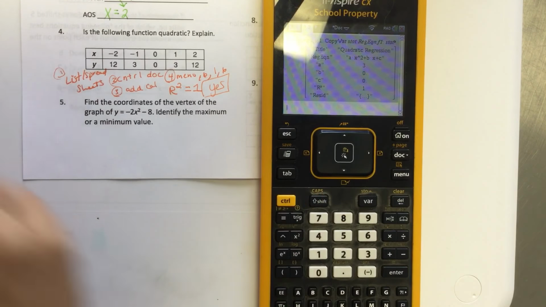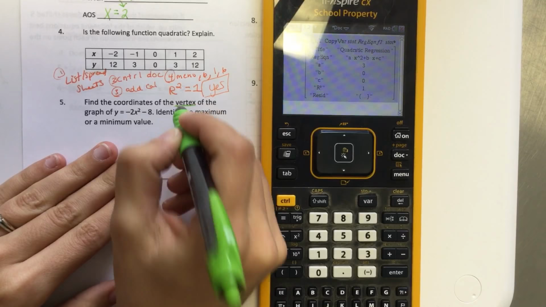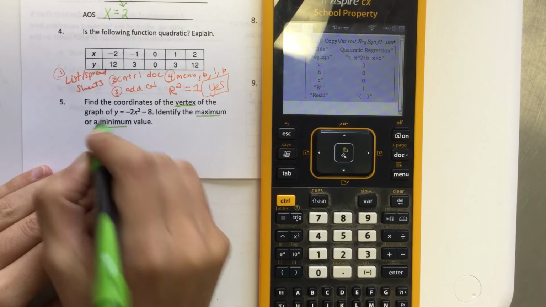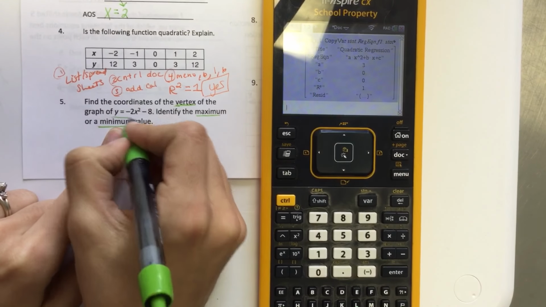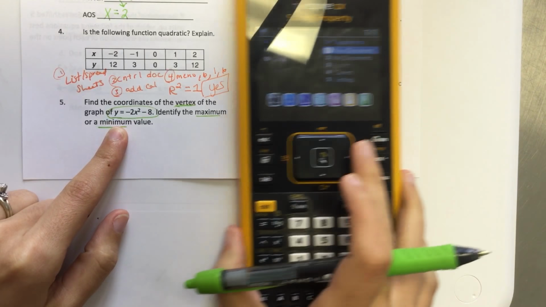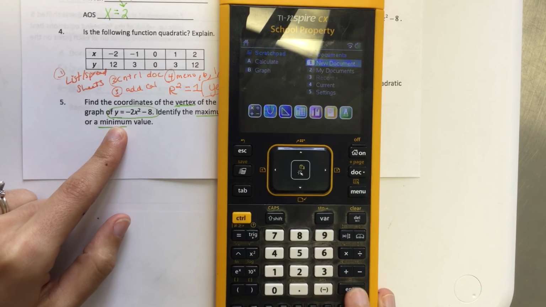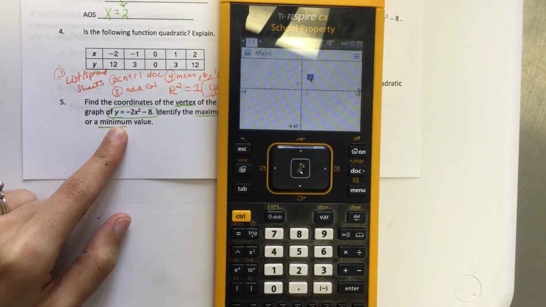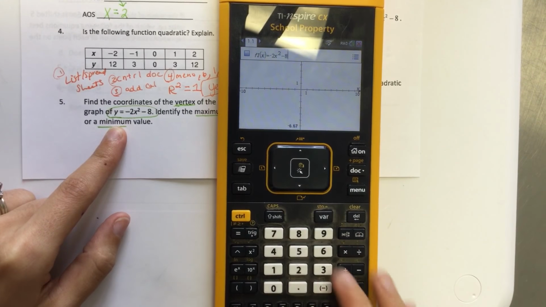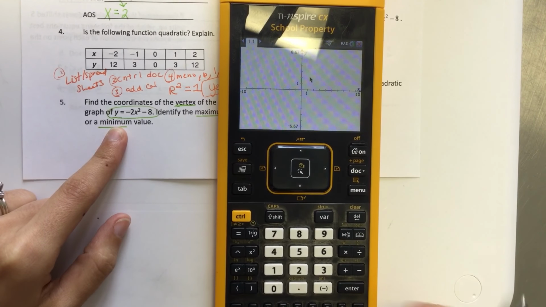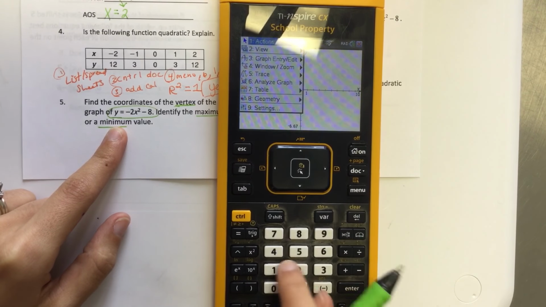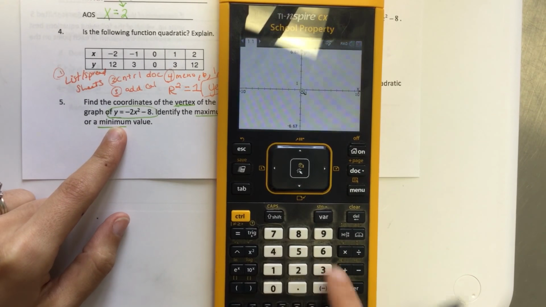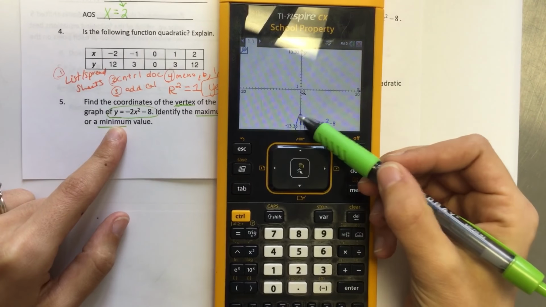Number 5, find the vertex. Again, the highest point, identify if it's maximum or minimum. So this equation right here, I'm going to put in my calculator in the graph section. So new document, don't save, graph. I have -2x squared minus 8. Oh, and I can't see it. I'm just going to have to zoom out some. So menu 4, zoom out. There it is, down there.